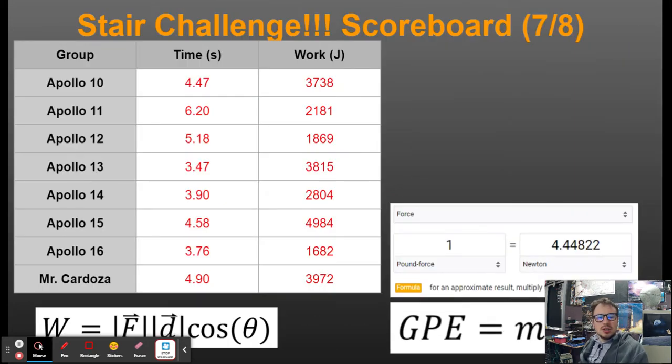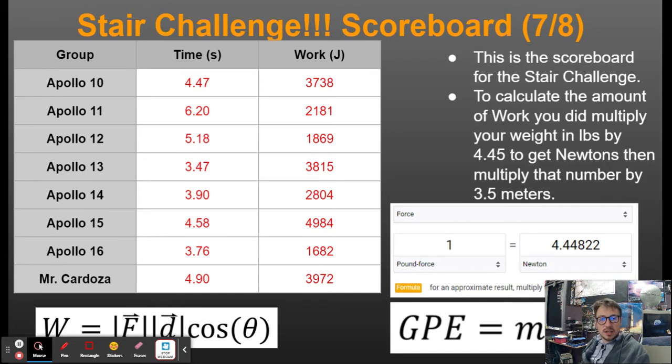So let's take a look at the scoreboard. Now notice my score. I was carrying Bob, that big anvil. And notice my work is large. Now, here's what you need to understand: time plays no factor in how much work is done, right? Students run up as fast as they can. That does nothing to increase the amount of work that you do. It's just the force applied multiplied by the displacement multiplied by the cosine of the angle.